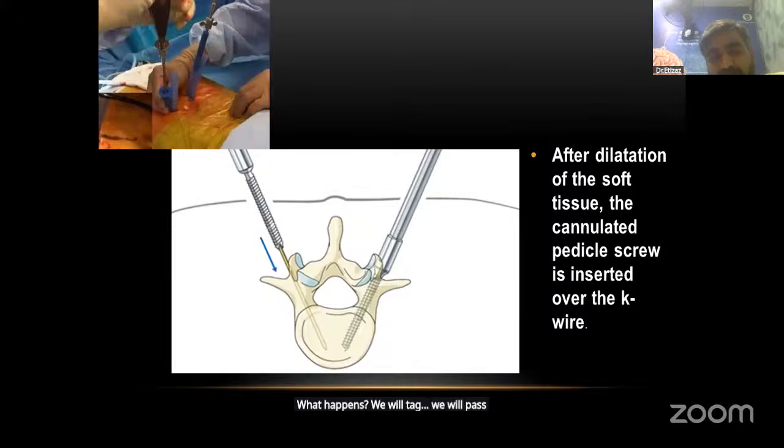Okay. So after touching the mid of this, what happens? We will pass the K wire inside that. That K wire, we will pass that K wire, okay? We will take out that one.